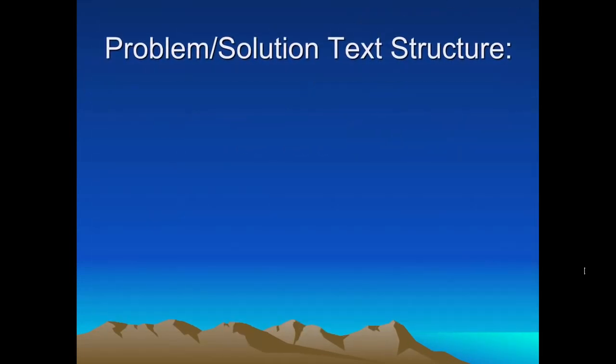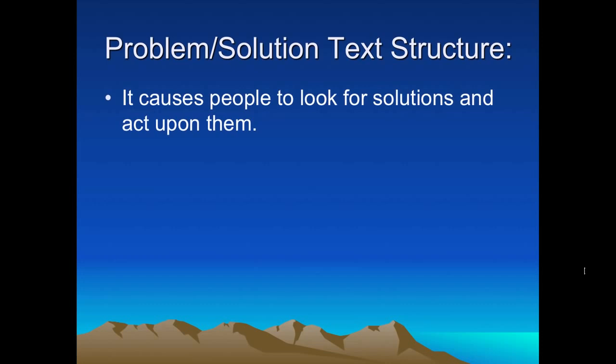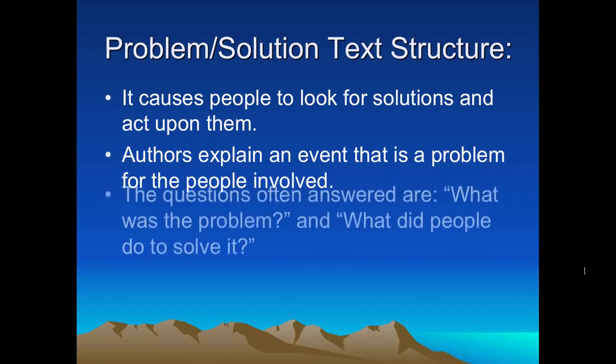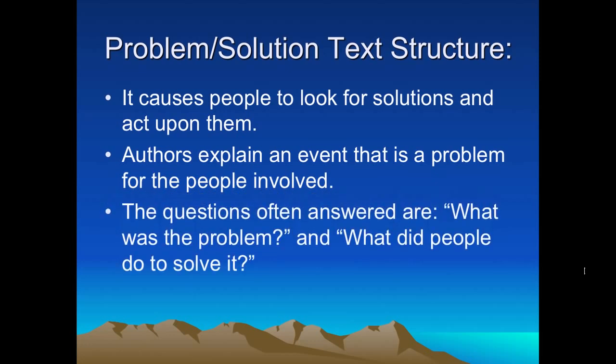Problem and solution text structure causes people to look for solutions and then act upon them. Authors who write this way explain an event that is a problem for the people involved. The questions often answered are, what was the problem and what did the people do to solve that problem?